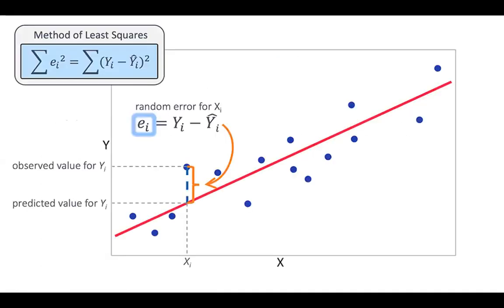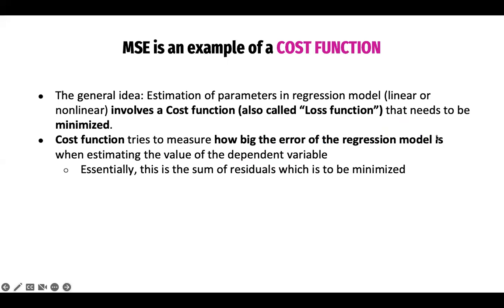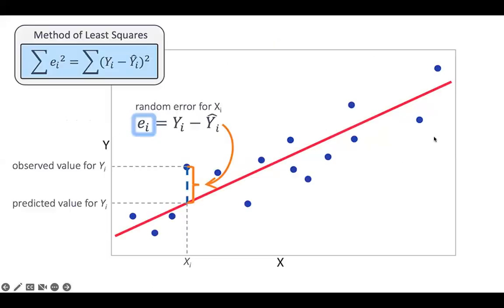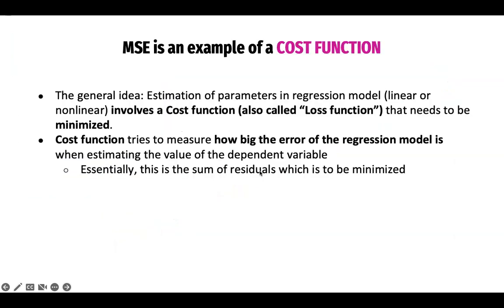Essentially, as you have seen earlier, this is how far away the predicted is from the actual. Taking the sum of those errors or the residuals is the cost of the model, and we want to minimize that. So the closer this line is to the points, that means that the model is better and good enough, and we have found good estimates for beta 1 and beta naught.